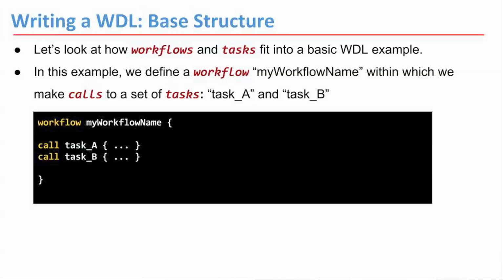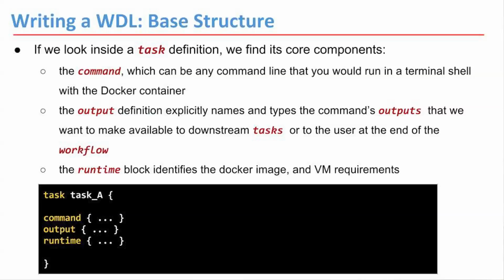Okay, so let's look at some of this here. This is a WDL file. You specify a workflow definition block. You say the workflow, this is my workflow name, and then you just have a series of calls to tasks. If you look inside a task definition, you'll see these blocks right here. There's going to be a command block, an output block, and a runtime block.